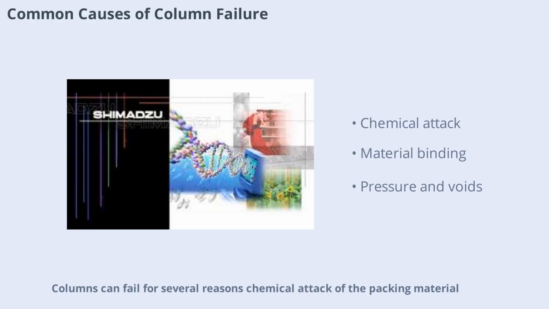Columns can fail for several reasons: chemical attack of the packing material, binding of materials to the column, pressure increases, and formation of column voids. Recognizing these failure modes helps you take preventive action and extend the life of your columns, saving time and resources in your lab.